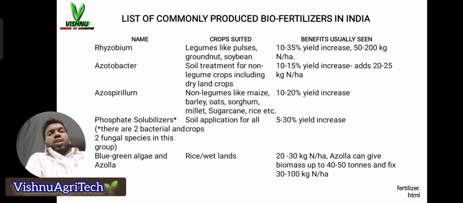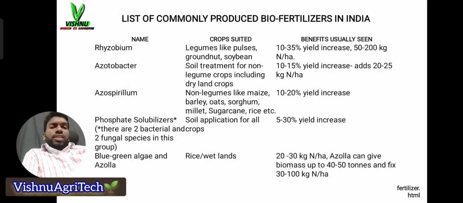And next one, list of the commonly produced biofertilizers in India. So Rhizobium, Azotobacter, Azospirillum, phosphate solubilizers and blue green algae. Here we can see the increase in yield and nitrogen fixing capacity of the biofertilizers. Rhizobium is mainly for legume crops, pulses, groundnut and soybean. 10 to 35% of yield also increased, and 50 to 200 kg of nitrogen per hectare nitrogen fixation.